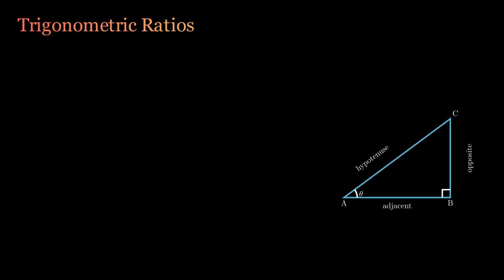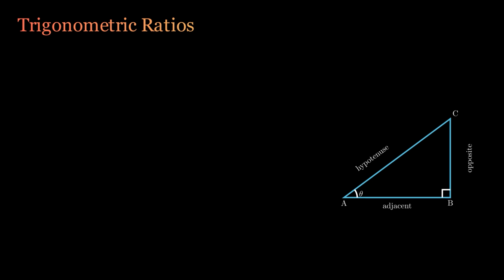Let me repeat. In any right angle triangle, we will have the opposite side, which is the side opposite to the angle that we're focusing on. Then we have the adjacent side, the side next to the angle but not the hypotenuse. Then we have the hypotenuse, the side opposite to the right angle. This is the longest side in the right angle triangle.